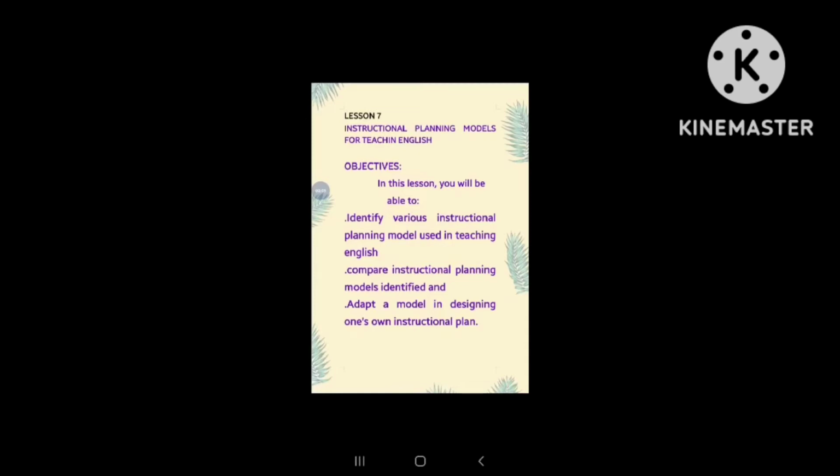Lesson 7, the topic for today is instructional planning models for teaching English. Objectives: in this lesson, you will be able to identify various instructional planning models used in teaching English. The second is to compare the instructional planning models identified and adapt a model in designing one's own instructional plan.